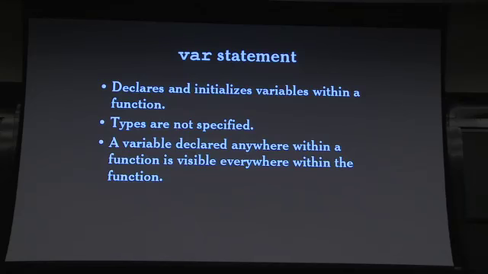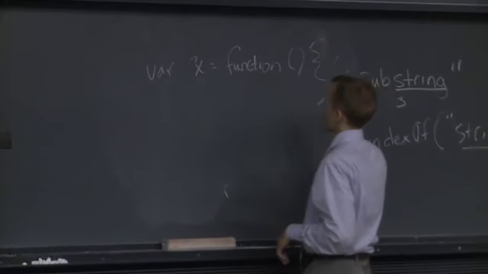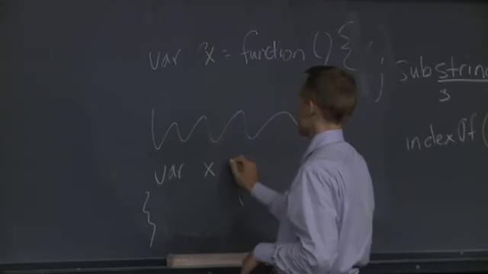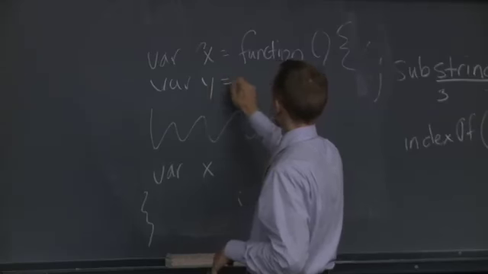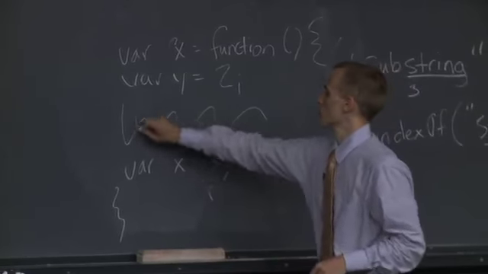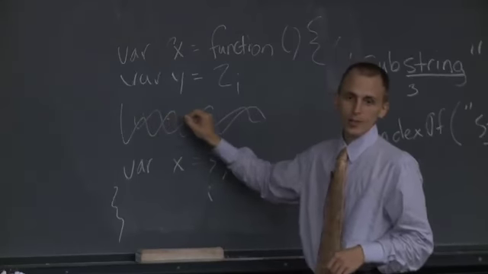A var statement declares and initializes a variable within a function. A variable declared anywhere within a function is visible everywhere within the function. This is the thing that really trips people up that come from other languages. Because if you have var x equals function, and you have some code here, var x equals 2, var x equals 3. Even though there's code here, x is actually available inside this code.